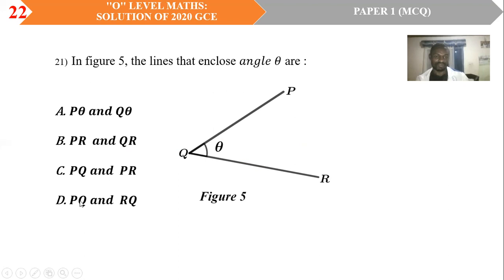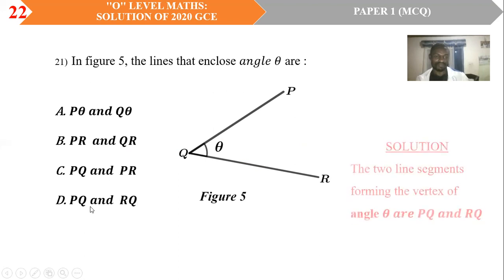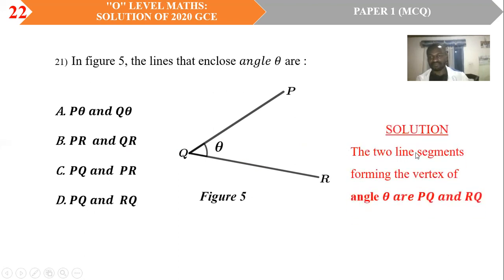PQ, yes, PQ and RQ. The two line segments forming the vertex of this angle are PQ and RQ. That is the only possible alternative. Answer.